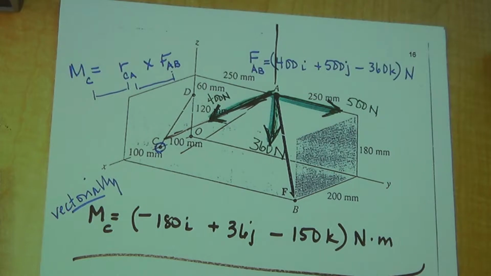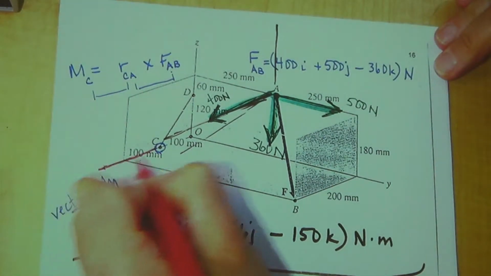Now, what am I finding the moment about? And this is what Rachel had asked the other day. If I'm finding the moment about point C, and I'm calculating the x, y, and z moment, I'm actually calculating the moment about the axes going through C. So let's draw the axes at C.